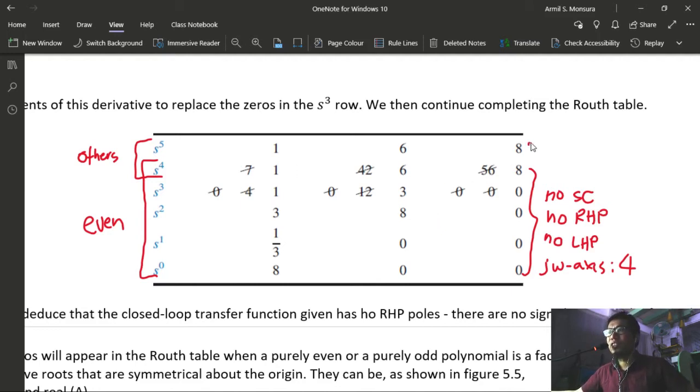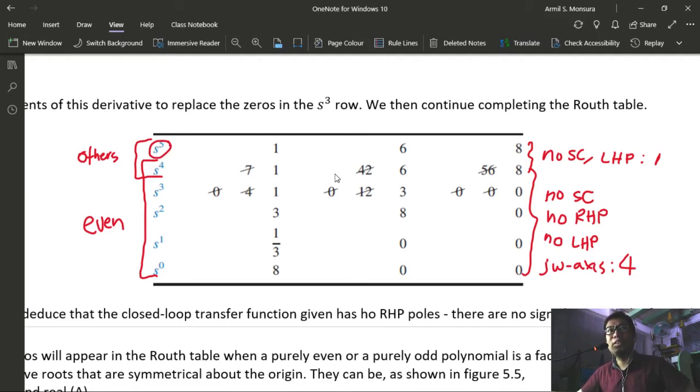Ngayon, yung others, we interpret it normally. Sa others, wala kayong sign changes, so ibig sabihin, wala kayong right half plane pole. Kung wala siya sa right half plane, nasa left half plane siya. So, isa siya. Bakit isa? Kasi s to the fifth yung ating degree.